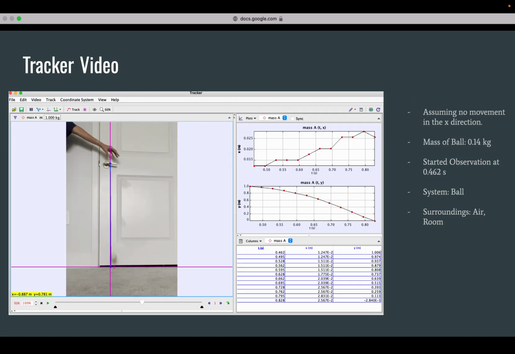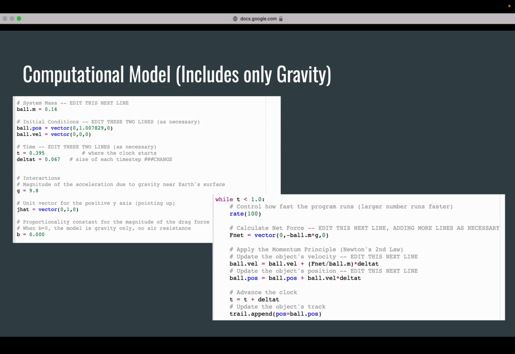Here's my tracker video and me tracking my lacrosse ball's position versus time. I chose my axis so that down was negative, giving me my downward sloping position versus time graph. I used a timestamp of 0.067 seconds and established that the door handle from which I was dropping was a meter off the ground. For the first computational model, the one without drag and only gravitational force, I used the starter code and inputted the equations mentioned earlier.